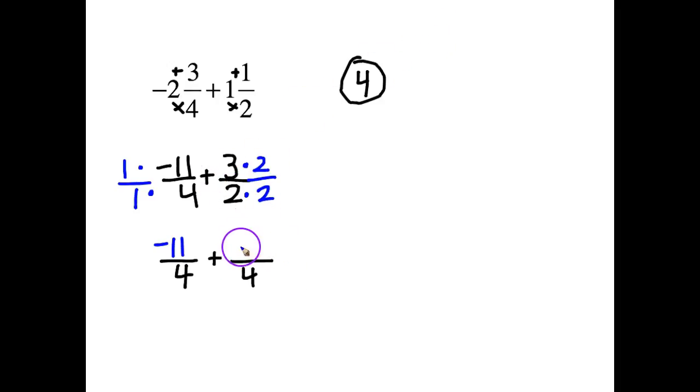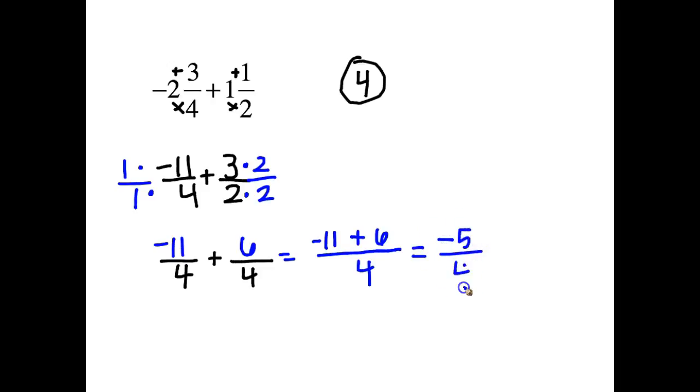So here my numerator is going to be 3 times 2, which is 6. I'm going to suggest you rewrite this with the denominator 4, and your expression for the numerator is going to be negative 11 plus 6. There are more negatives than positives, 5 to be exact. So it's negative 5 over 4. This is the answer I'm going to want.